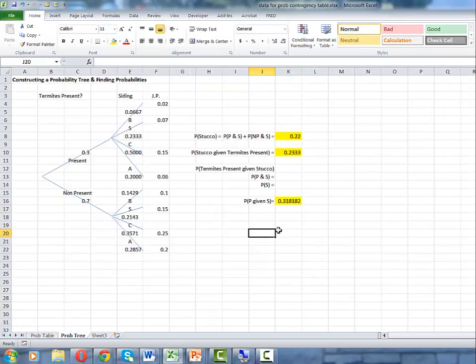Okay, so that's probability tree and contingency probability table. If you have any questions, let me know.